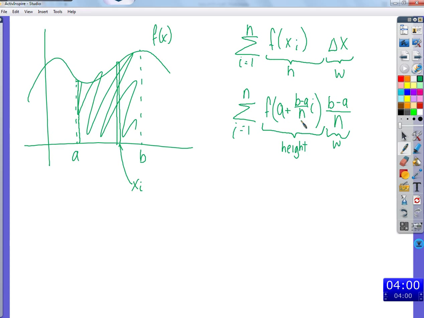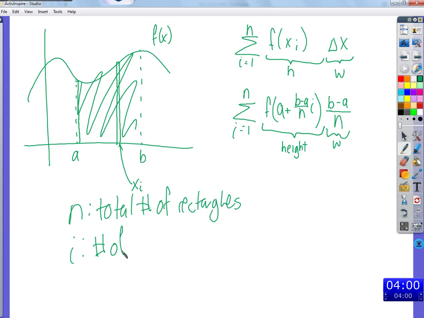N is the total number of rectangles there are, and I is the number of the rectangle. Let's write that down. N, total number of rectangles. I, let's say, the current rectangle.